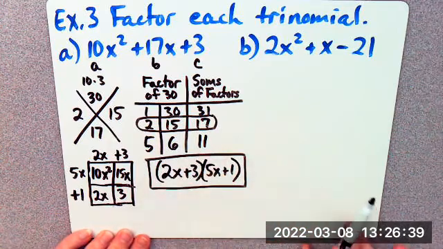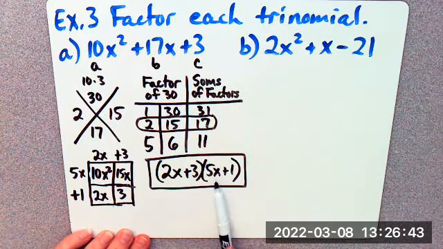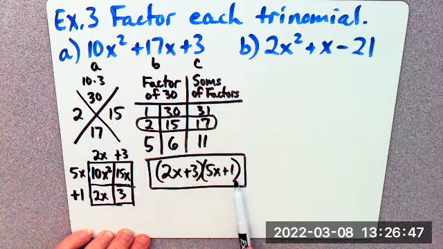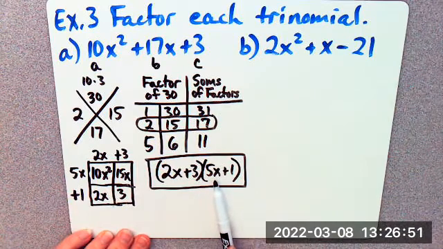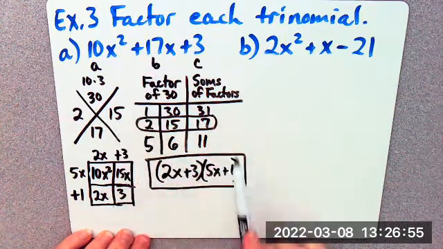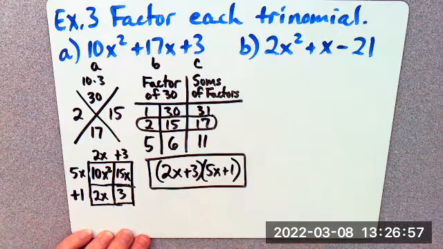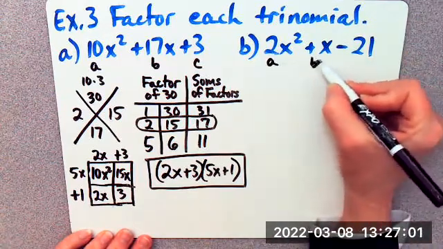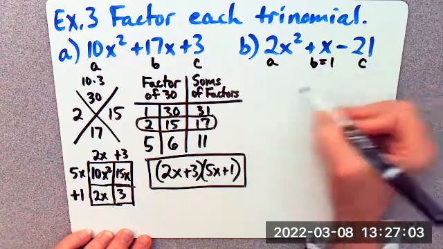Now we can quickly check this. We have 2x times 5x is 10x squared. 2x times 1 is 2x. 3 times 5x is 15x. So 2x and 15x is 17x. And 3 times 1 is 3. So it works. All right, so for this one we have A, B equals 1, and C.